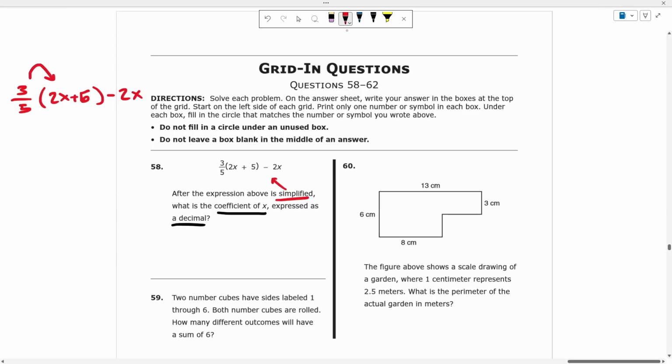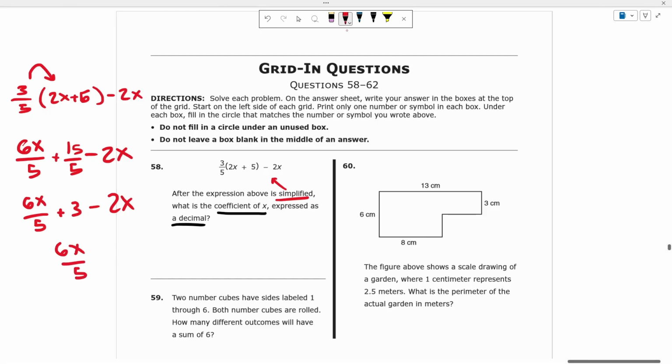So let's distribute this 3/5 into the 2x. 3/5 times 2x is going to equal 6x over 5. And then 3/5 times 5 is going to equal 15 over 5. And this negative 2x we just slap on the back. Okay? So now that we've distributed this 3/5, we can just combine like terms. 15 over 5 turns into 3. It looks less scary that way. And negative 2x. So the last thing I need to do in order to combine like terms is to subtract 2x from 6x over 5.